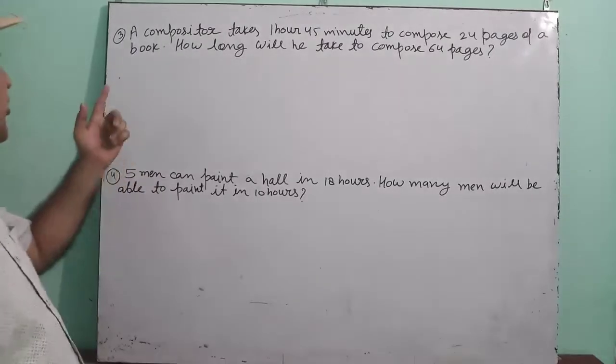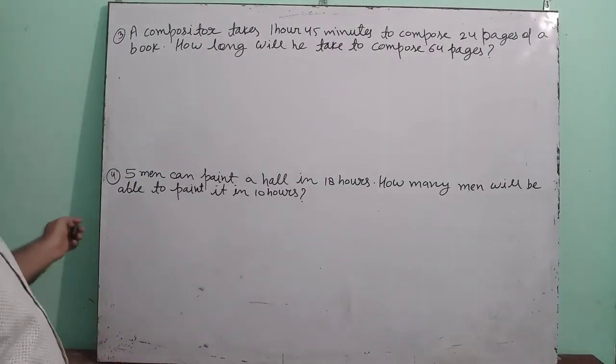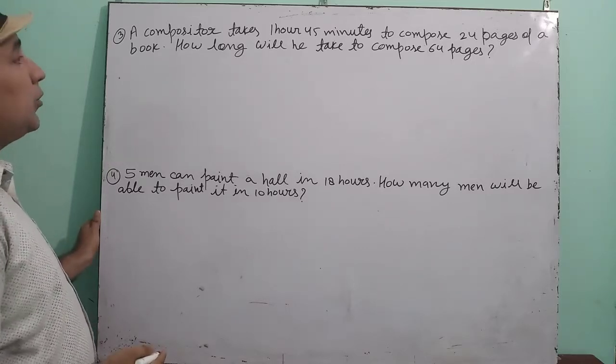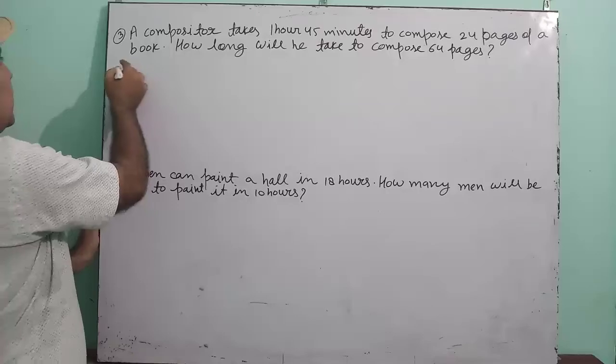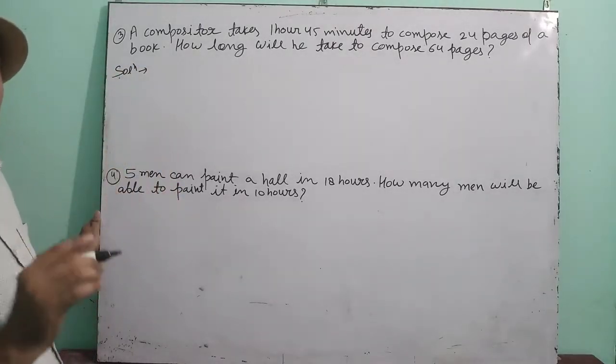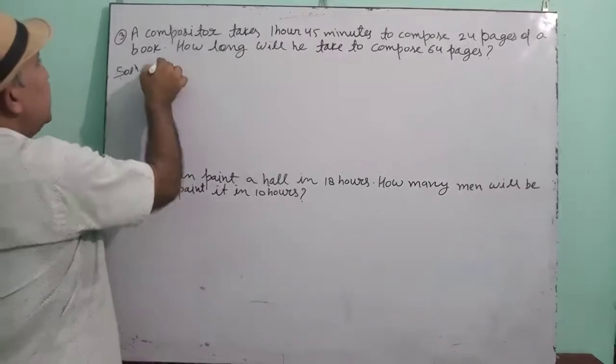Now see third question. A compositor takes 1 hour 45 minutes to compose 24 pages of a book. How long will he take to compose 64 pages? See this, we have to find the time. So what will be the statement?